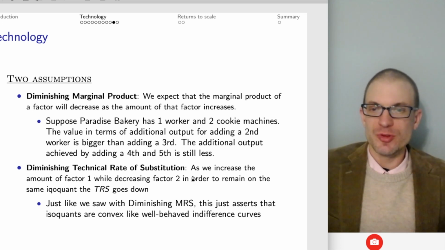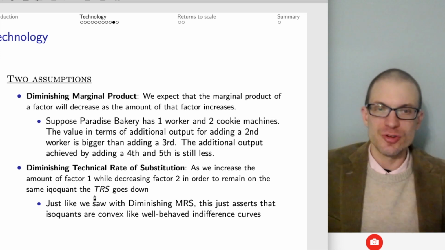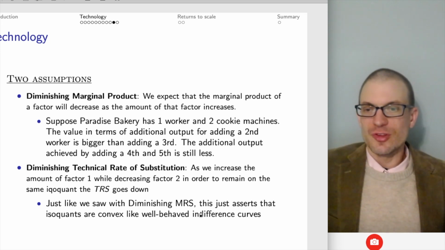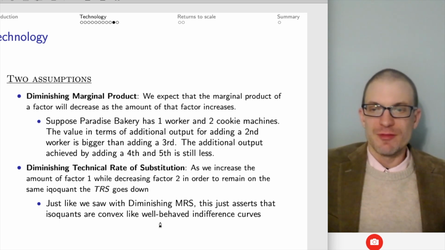Diminishing technical rate of substitution: as we increase the amount of factor 1 while decreasing factor 2 to remain on the same isoquant, the TRS is going to go down, just like we had diminishing marginal rate of substitution. This is our assumption that's requiring isoquants to be convex, kind of like our well-behaved indifference curves, right? That's all this is doing.